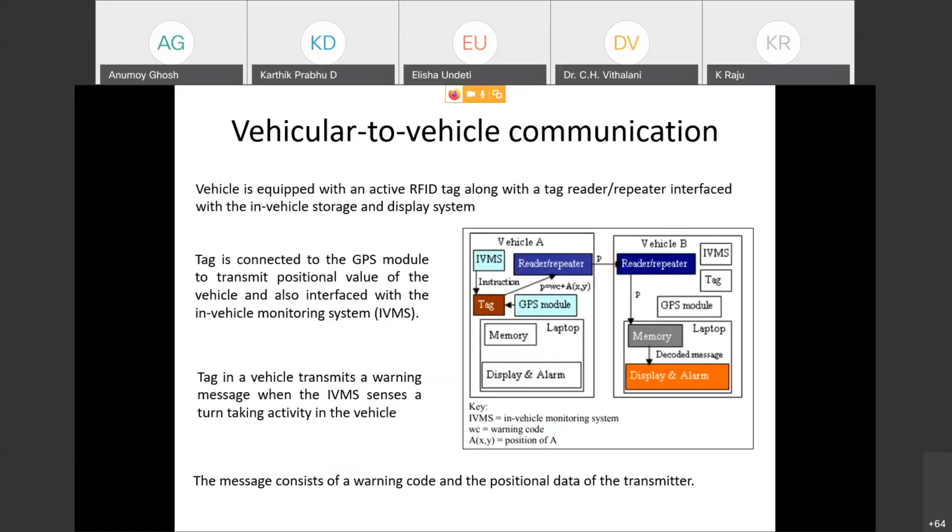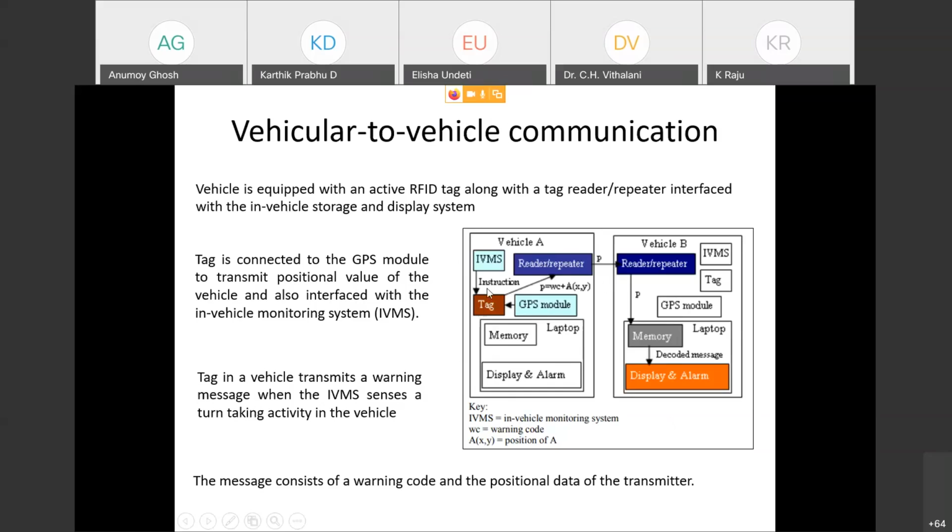Now, vehicle to vehicle communication. Before coming to this, I'll come over here. So, vehicle to vehicle communication, how is it done? A tag is connected to a GPS module, and a tag is also connected to an in-vehicle monitoring system. Now if you look, this big rectangle is of one car and this one is of another car.